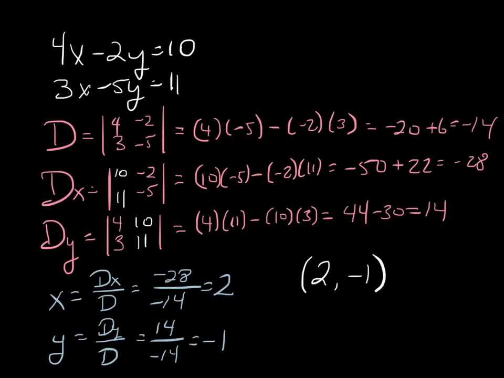And remember to make sure you check. X is 2, y is negative 1. So we're going to get 8 plus 2, which is 10. And then we'll get 6 plus 5, which is 11. Let's do one more example. Let's have x minus 2y equals 1 and 2x minus 3y equals negative 2.